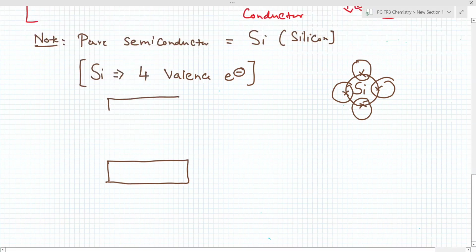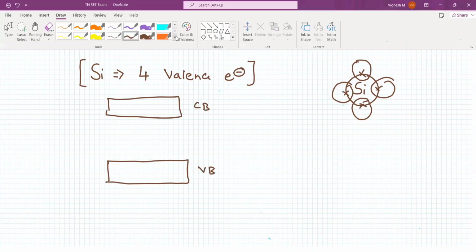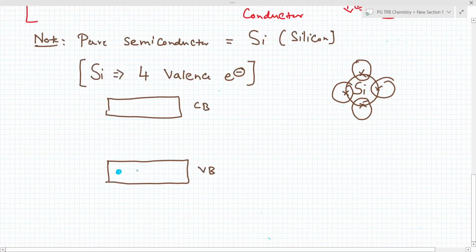This is the conduction band, this is the valence band. The valence band has some electrons: one valence electron, two, three valence electrons. Listen now, if you give temperature to the system and observe the temperature increasing, one electron of the valence band goes to the conduction band.